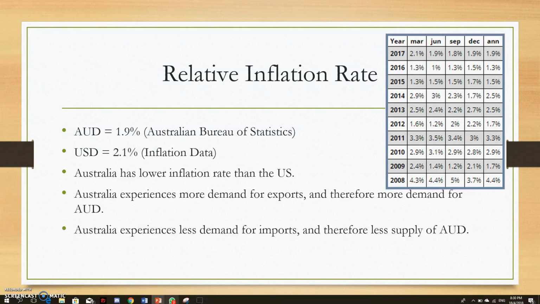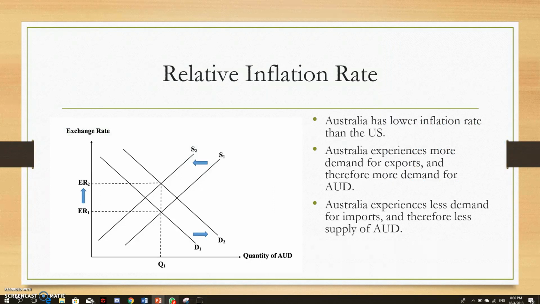The current inflation rate for Australia is 1.9% according to the ABS, while the inflation rate for United States is 2.1% according to the inflation data. As Australia has lower inflation rate than the US, it will experience more demand for exports, which leads to an increase in the demand for AUD. This also decreases the demand for imports, and therefore less supply of the AUD.